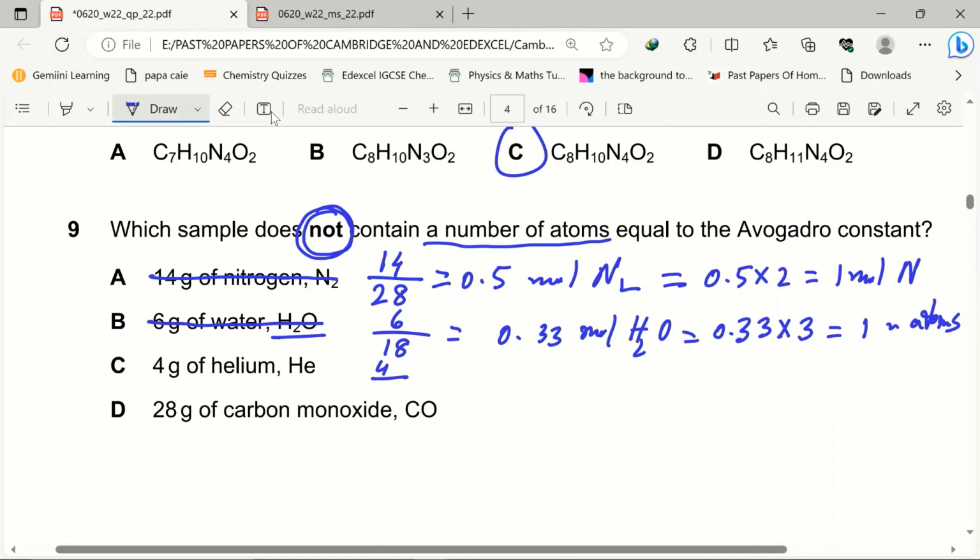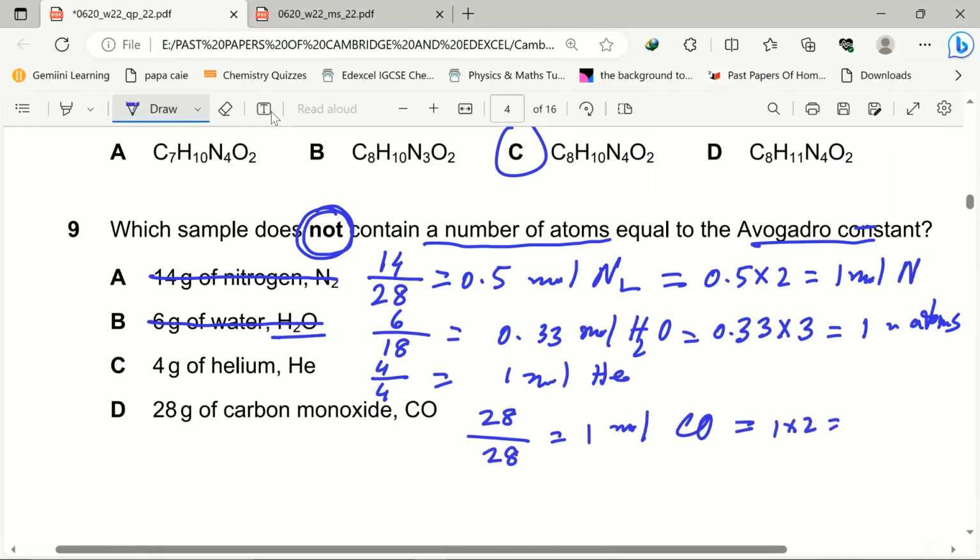4 gram divided by helium. Helium is also 4. And we know helium is monatomic. So we have 1 mole of helium here, which is equal to the Avogadro constant. And 28 gram carbon monoxide: carbon is 12 and oxygen is 16, which is 28, which is 1 mole of carbon monoxide, meaning 1 times 2, which is 2 moles of atoms. Because in carbon monoxide we have 2 atoms in 1 carbon monoxide. So in 1 mole of carbon monoxide, we'll have 2 moles of atoms. So D is the only correct answer.